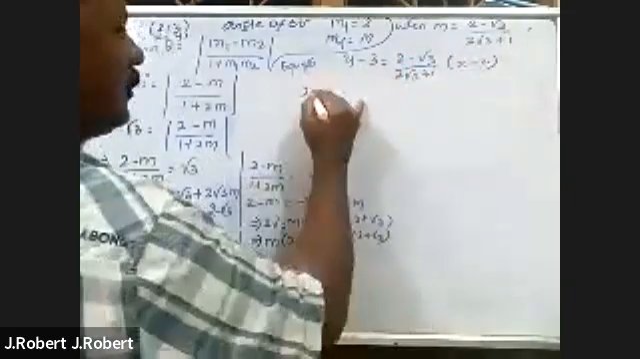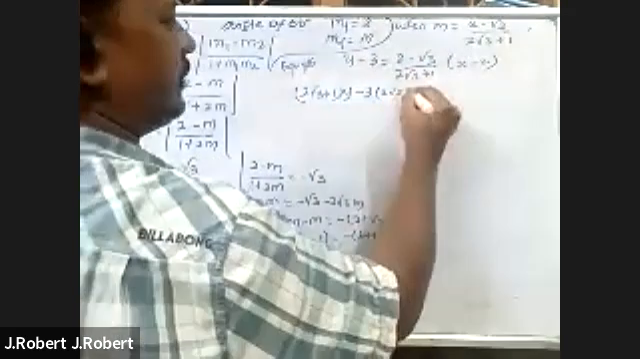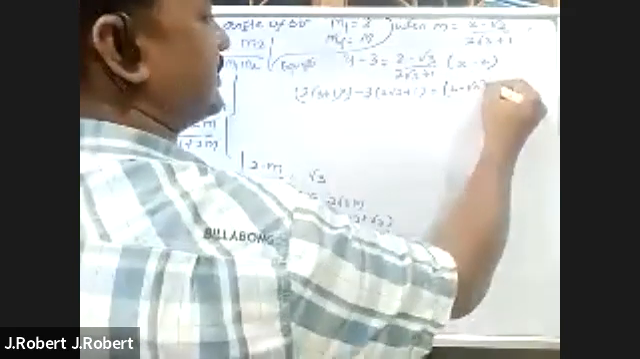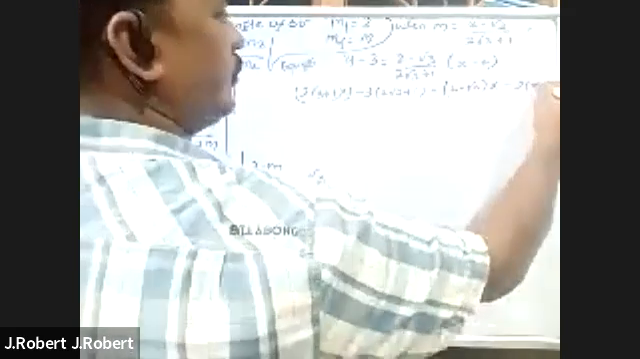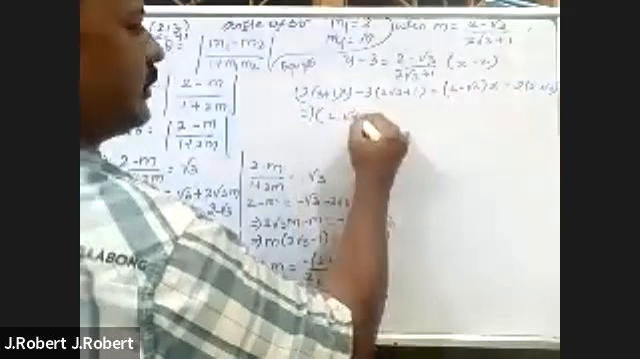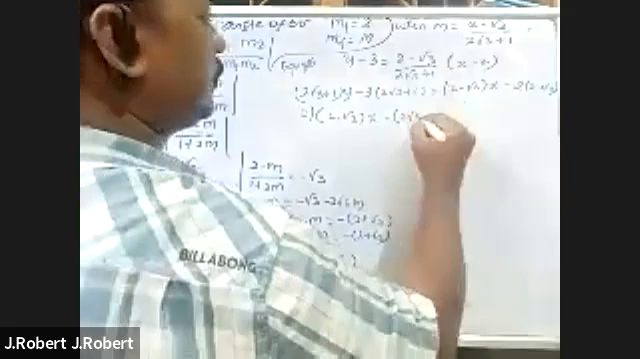We will get 2 root 3 plus 1 into y minus 3 equals 2 minus root 3 into x minus 2. So arrange in order: 2 minus root 3 into x plus, minus 2 root 3 plus 1 into y.